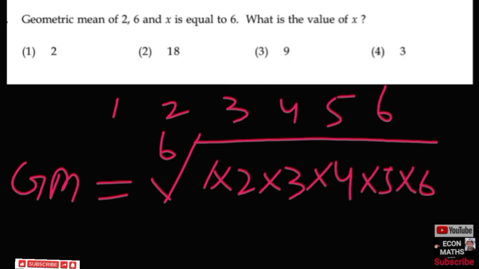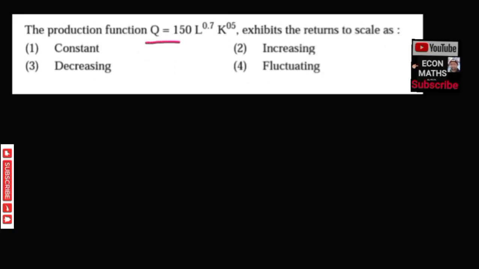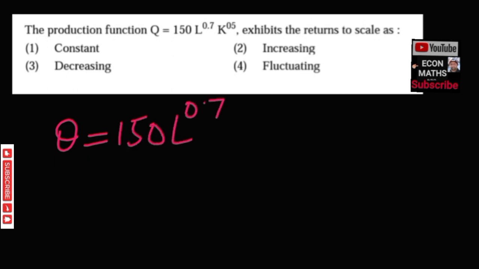The production function Q is equal to 150 L to the power 0.7 K to the power 0.5 exhibits returns to scale as the options are constant, increasing, decreasing, or fluctuating. So we will see what is the correct option. First of all, we are given the production function, so I will write Q is equal to 150 L to the power 0.7 and K to the power 0.5.